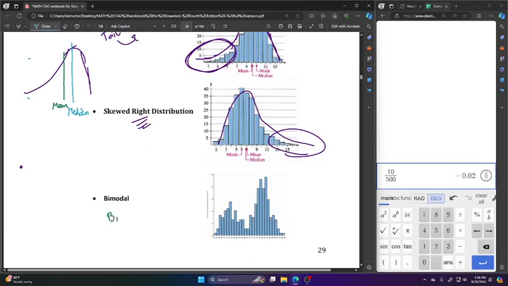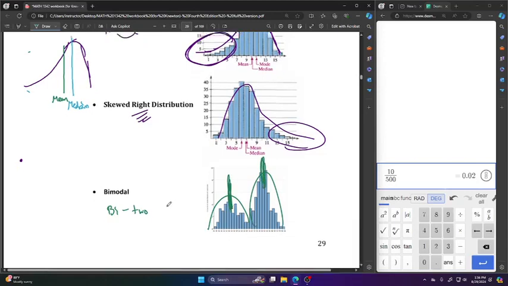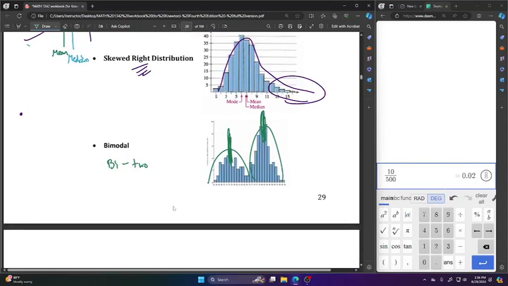Bimodal. What does bi mean in Latin? Two, like a bicycle. And so we got two different humps, two different modes, two different mostuses. And there you go. I don't know what else to say. You got two of them. Two. Bi means two.